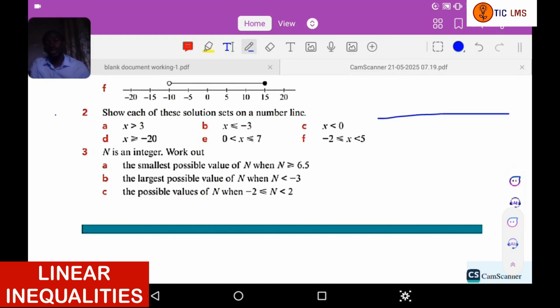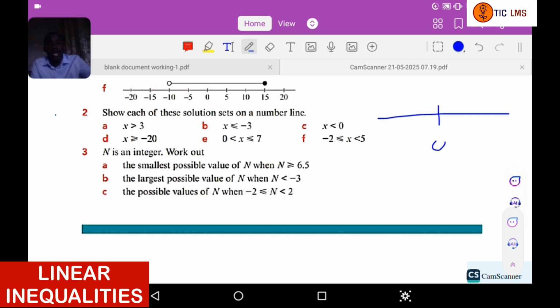We are going to solve more questions on inequalities. Now let's check out number two. Show each of these solution sets on a number line. So let's take A first. That's number 2A. Here we have x is greater than 3.